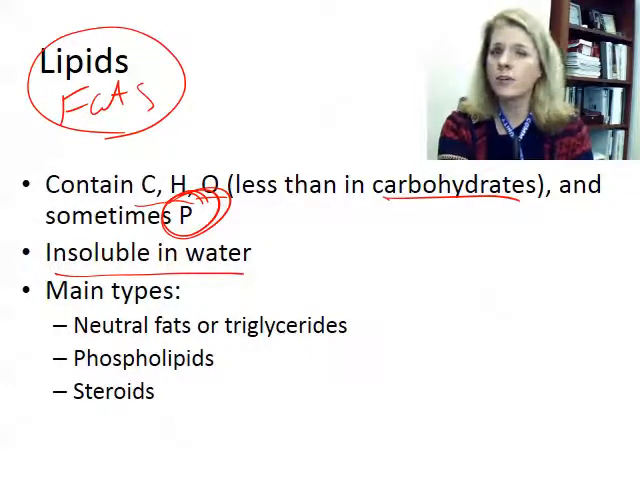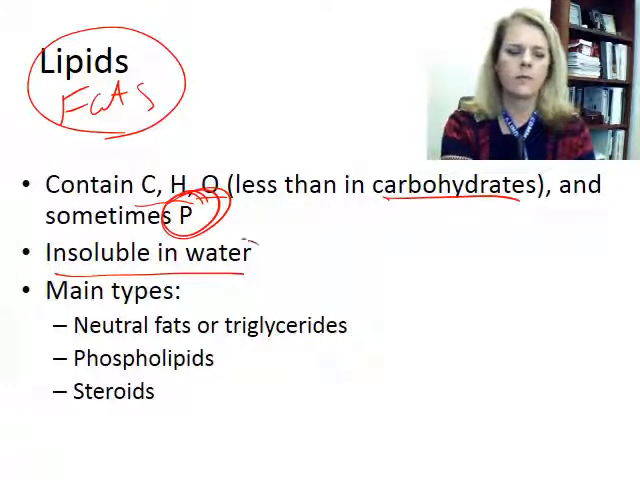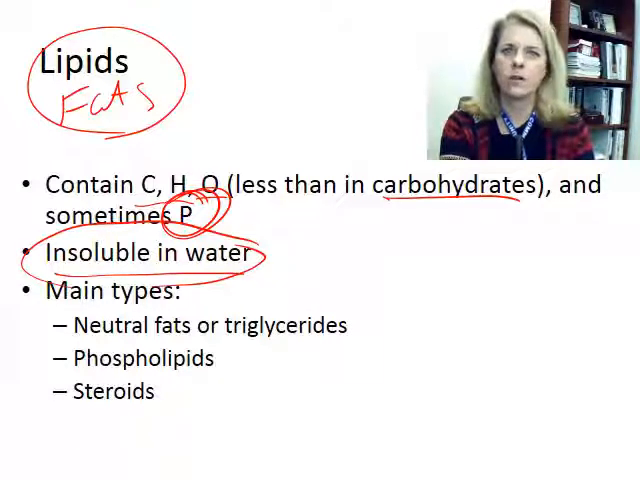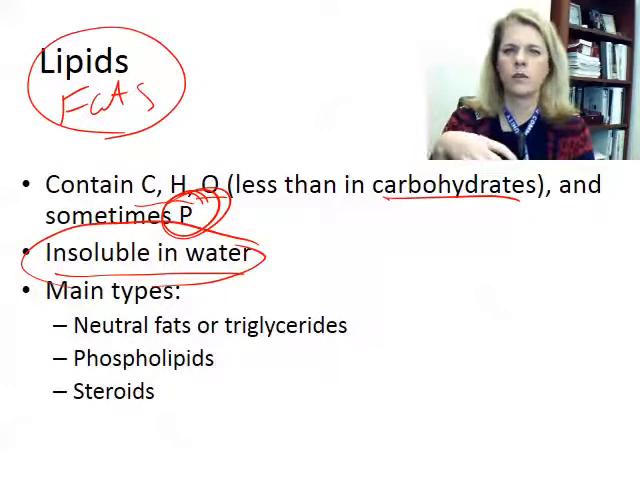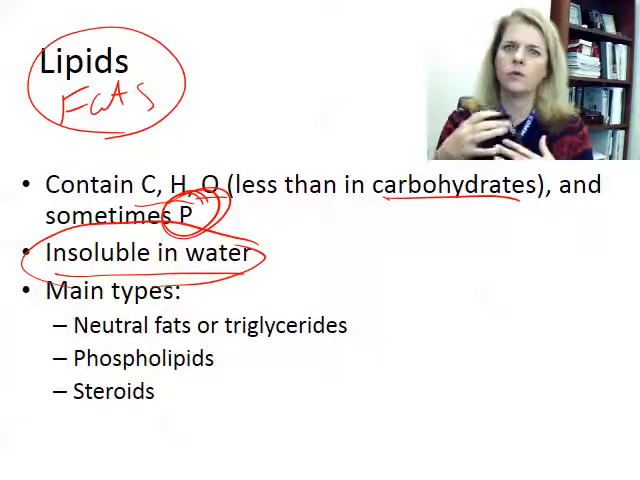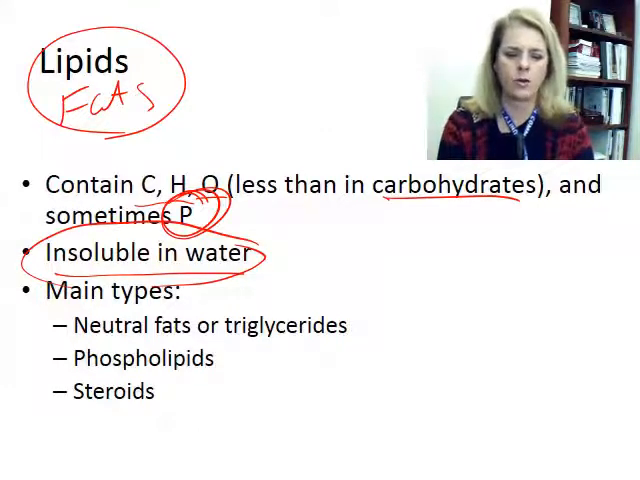Now carbohydrates, they break down in water, but your lipids do not. So think about oil and water. Oil and water don't mix. If you have a glass and put water in it and pour some oil on top, the oil is going to float. It won't dissolve or combine with the water.